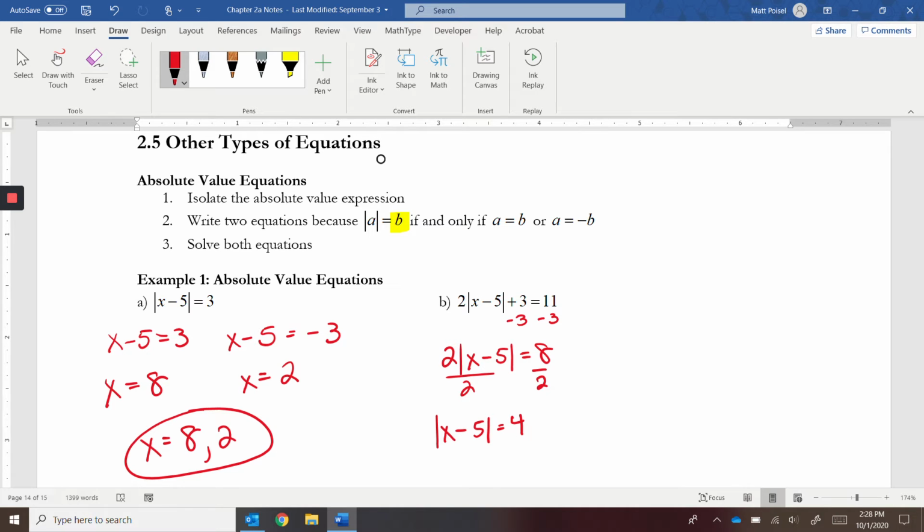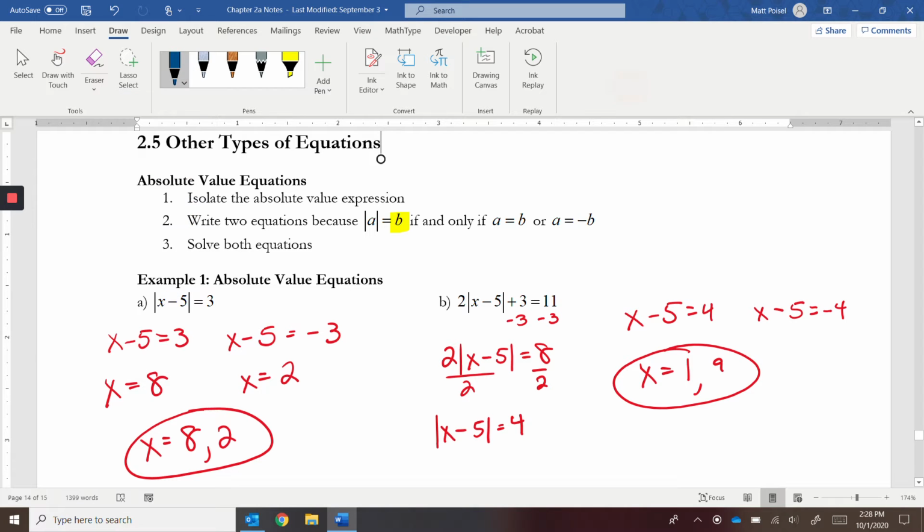Now because we have those two, we're going to set it equal to positive 4 and also to negative 4. Again, the stuff inside the absolute value stays how it is. However, the stuff outside, that's where we add our plus and minus.